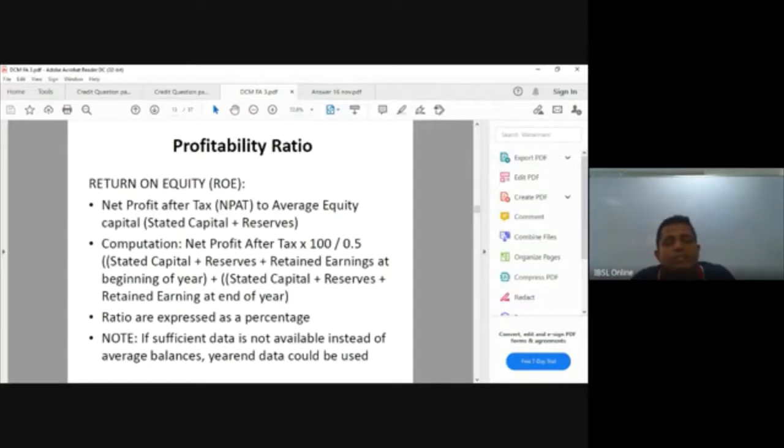Why do we take the average in equity? Because net profit after tax is from the income statement, while equity is from the balance sheet. Therefore, the balance sheet figure needs to be an average one.